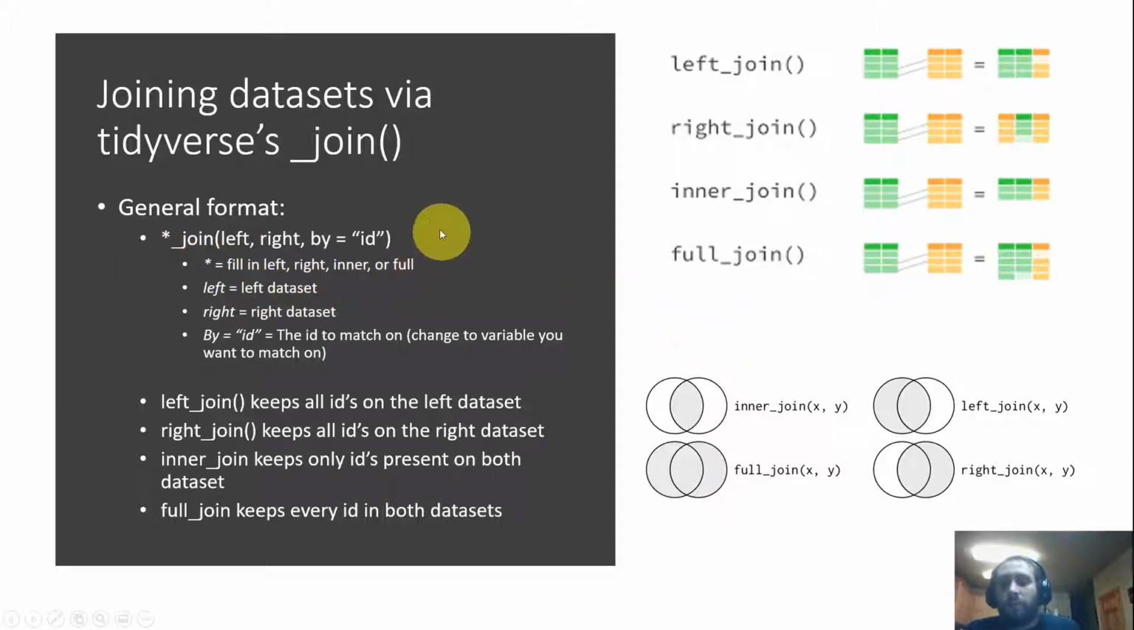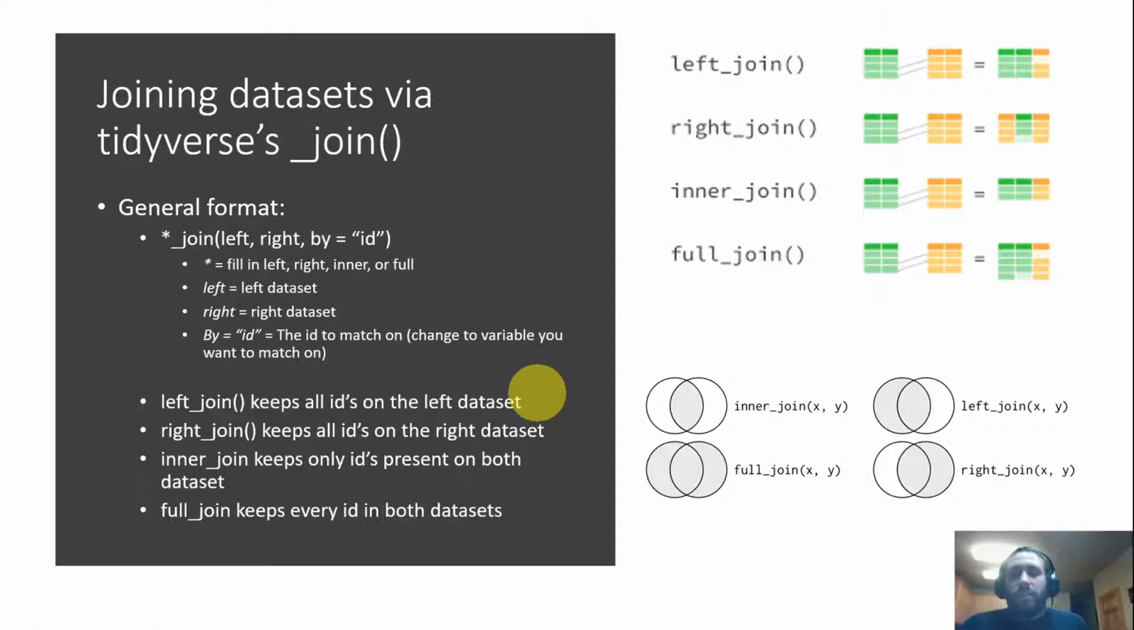So the general format that our join function is going to take is, I put the star to indicate whether you do want a left, a right, an inner, or a full join to be indicated. Then you put the left data set. It can be whatever one you decide is the left data set. Then you put a right data set. Again, it's kind of arbitrary. It's whichever one you choose to be left or right. And then you use this by equals and then quotation marks, whatever the name of the matching variable is in both of your data sets.